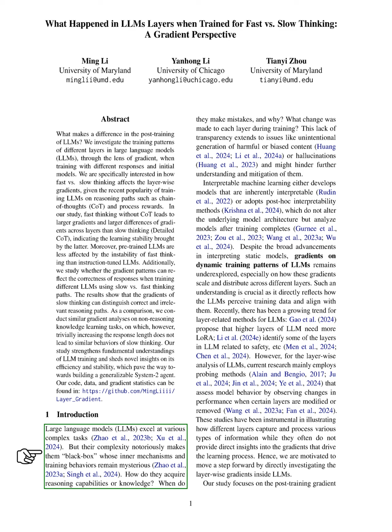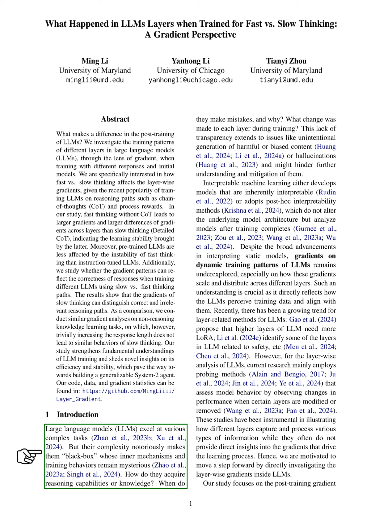We recognize that interpretable machine learning can either create models that are easy to understand or use methods that analyze models after they have been trained. While there have been significant advancements in interpreting static models, the dynamic training patterns of LLMs, particularly how gradients behave across different layers, remain less explored. Understanding these gradients is essential as they indicate how LLMs interact with training data.